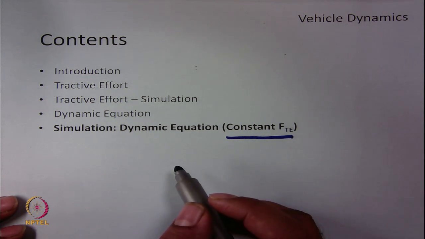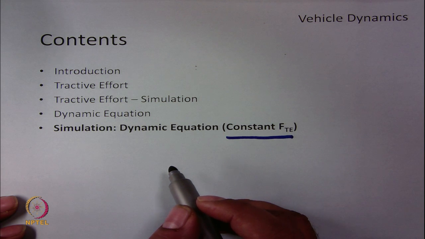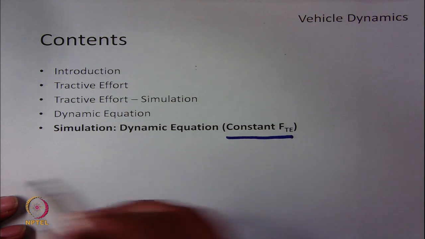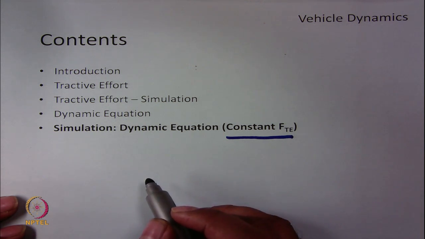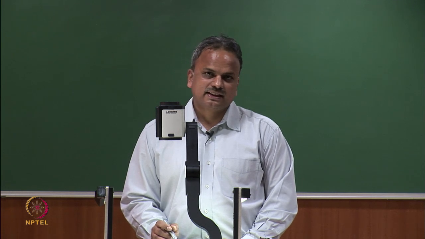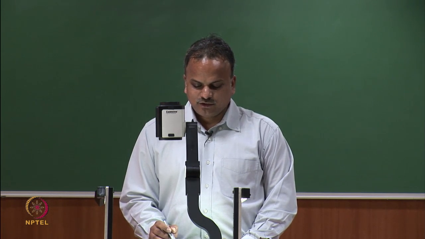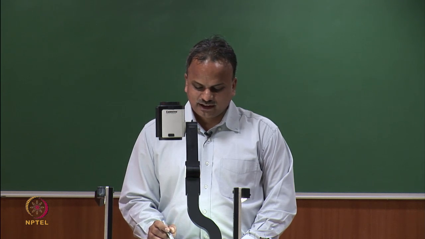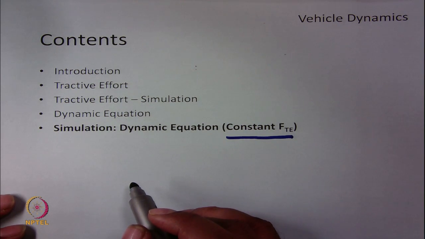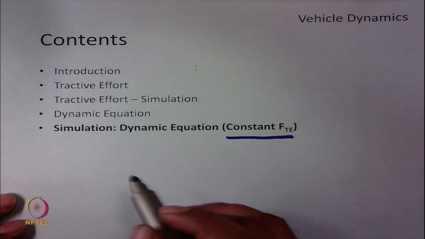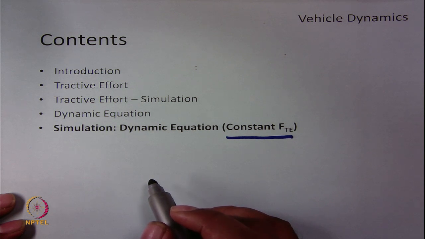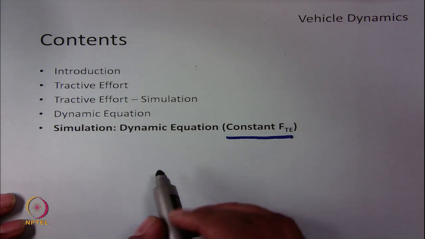In our next interaction we will try to simulate these expressions of velocity, distance, power, energy, all these equations for a known system and try to see its effect for different types of vehicle parameters, etc. We will do that in our next interaction.